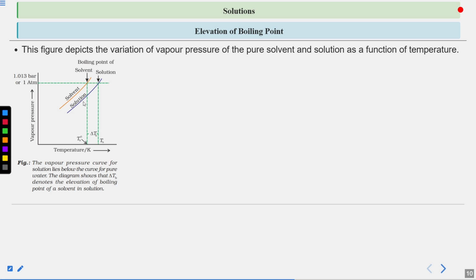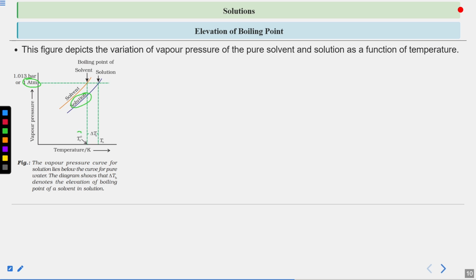You can see here that when we are increasing the temperature, for both the pure solvent and the solution, the vapor pressure is increasing. But the problem here is that your vapor pressure should increase such that it equals 1 atmospheric pressure. But due to the lowering of vapor pressure in this solution, you can see that it is reaching the atmospheric pressure at a much greater temperature.